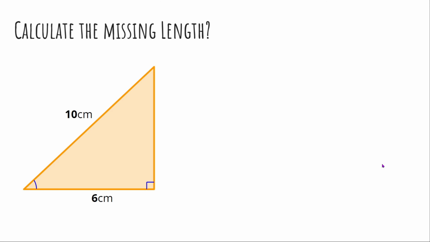So now we need to calculate the missing length, and for us it's going to be A. So first of all, we're going to write down the formula. Now what we're going to do is rearrange the formula to make A the subject. We can make B the subject as well, it's your choice, but I'm going to make A the subject. It's going to be A squared equals C squared minus B squared. So we need to find the value of A. So we're going to substitute the values into the formula, and we're going to get A squared equals 10 squared minus 6 squared.